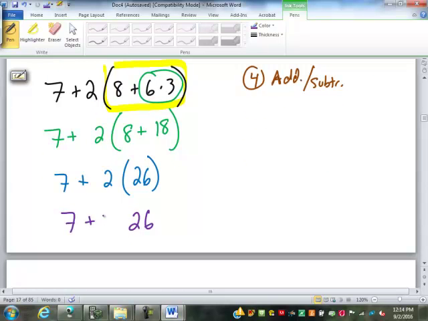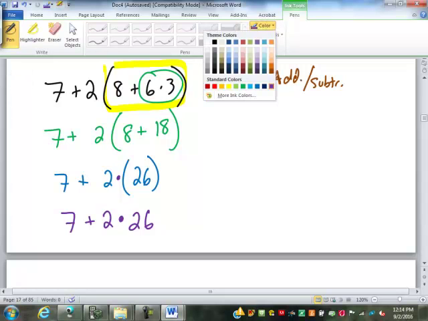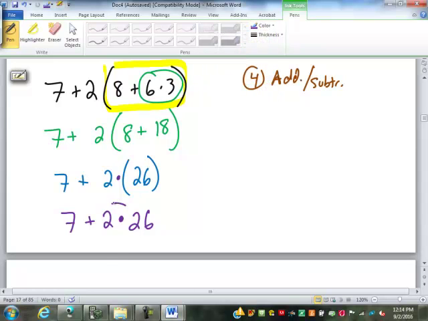I do have to be careful here. What do I have to make sure I do? The 2 was in front of the parentheses with no operation. That's implied to be multiplication. So when I take out the parentheses, I do have to put multiply in there. So now we have 2 times 26 is 52. Then 7 plus 52 is 59.